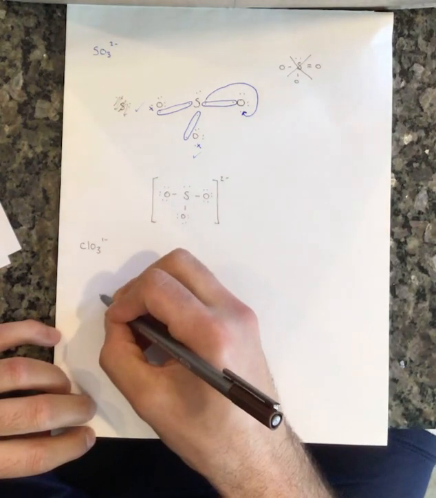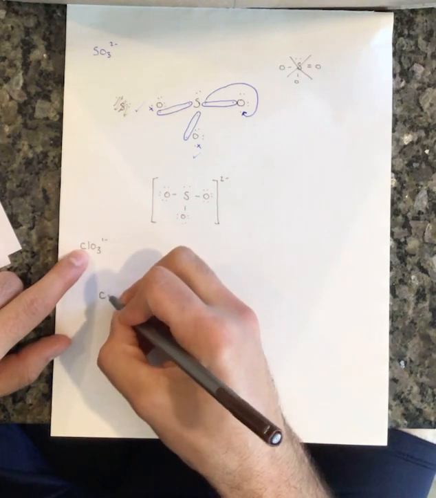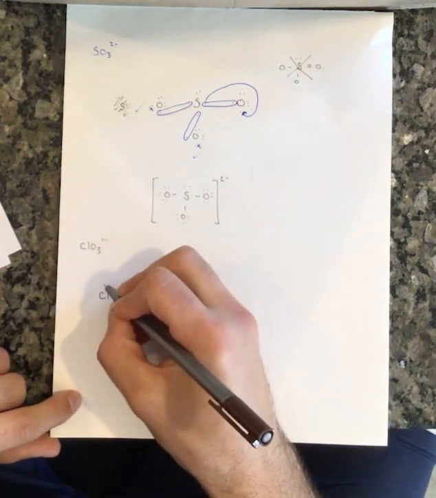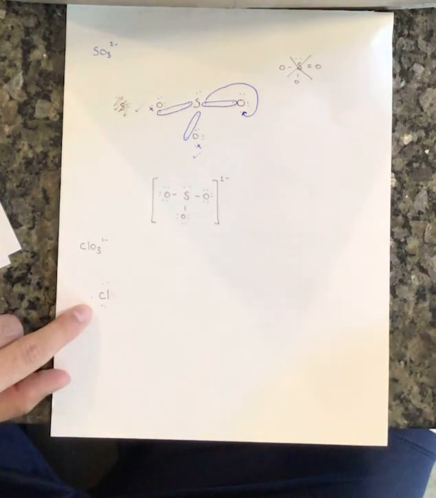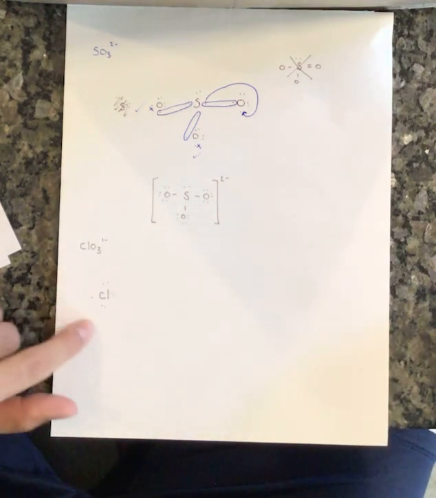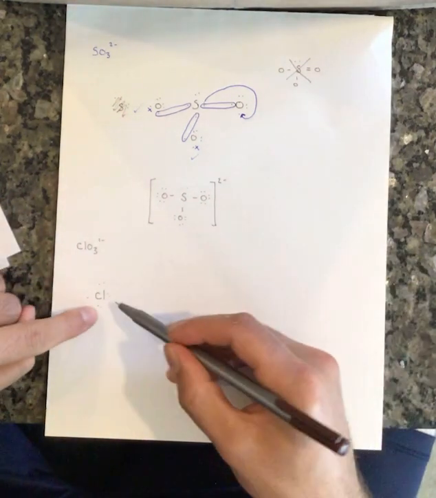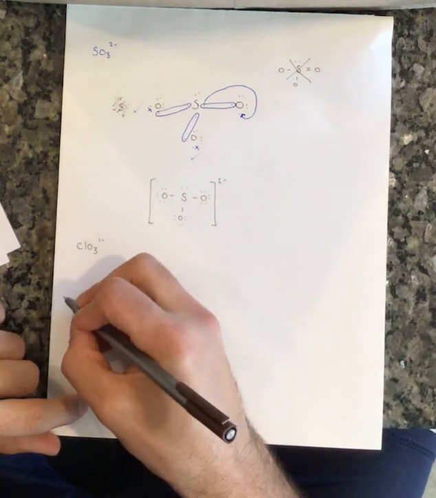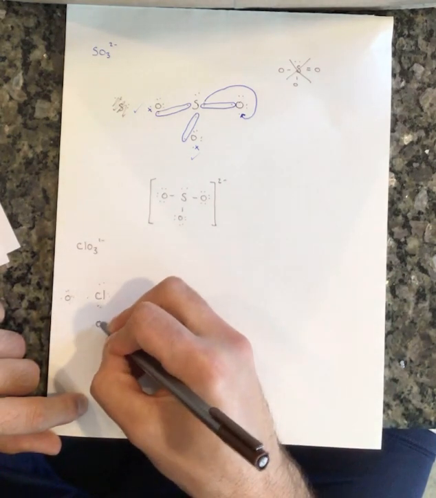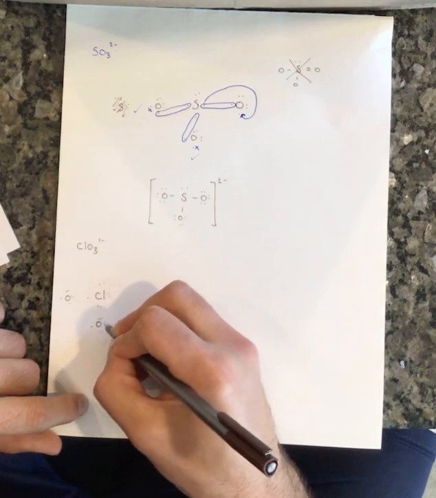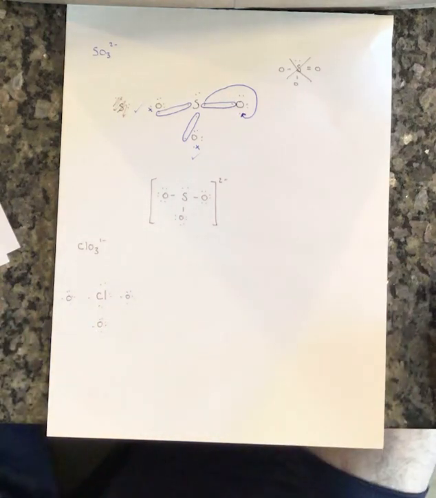All right, so for chlorate, chlorine and oxygen. We only have one chlorine, so I'm going to have Cl, and it has 1, 2, 3, 4, 5, 6, 7. For this one here, I need to fit 3 oxygens. So right away, I need to break up 2 of those bonds. I already know I have to break them up. So I have my first oxygen here, 1, 2, 3, 4, 5, 6. Second one here, 1, 2, 3, 4, 5, 6. And my third one here, 1, 2, 3, 4, 5, 6.